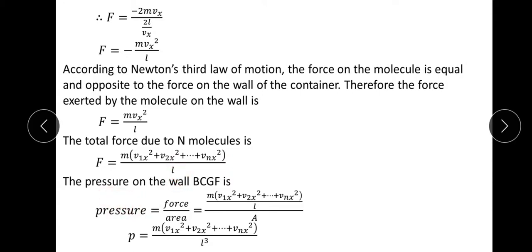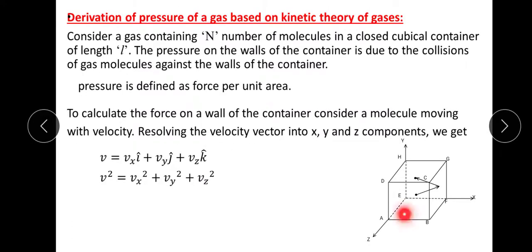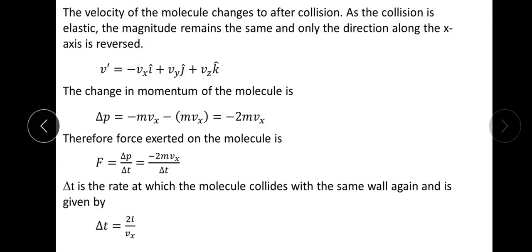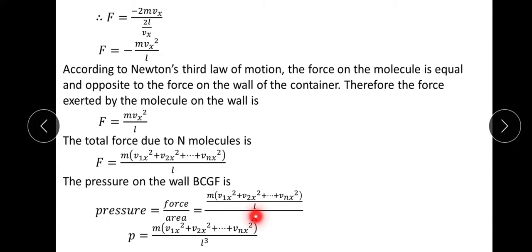And how to write the pressure? Pressure on the wall is given by force by area. So this is the force divided by the area of that wall. Area is nothing but the surface area of the cube, A, and this A can be written as L square, because we have a cubical container. If L is the length, then L square will be the area. If you take this L to the denominator, it becomes L cube. Finally, the pressure will be m into (v1x square plus v2x square plus etc. up to vnx square) whole divided by L cube.